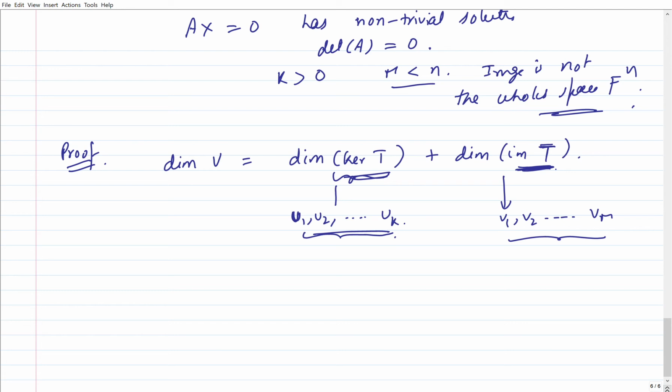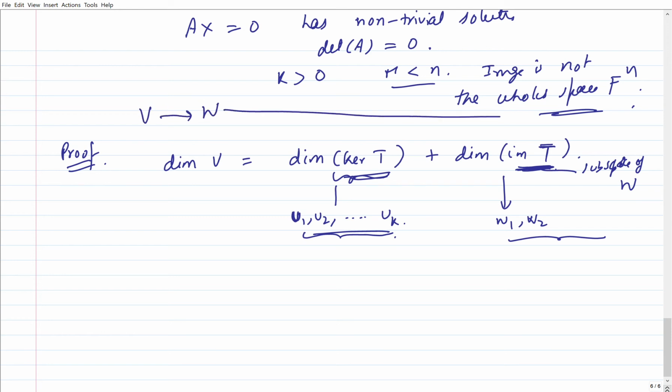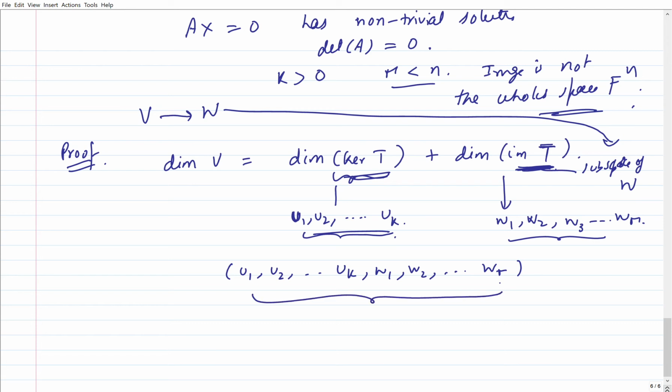Or let me call this by a better symbol probably. I think it will be beneficial if I call them W1, W2, since this is a subspace of W. Remember, we were dealing with V goes to W, so this was the subspace of the space W. So let's say these are the basis vectors for R. Now we have to prove that U1, U2, up to Uk, W1, W2, up to Wr, these guys, that k plus r is equal to n, the dimensionality.